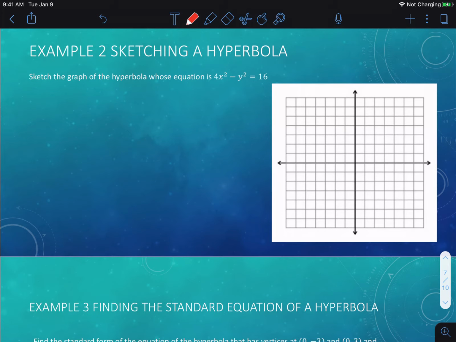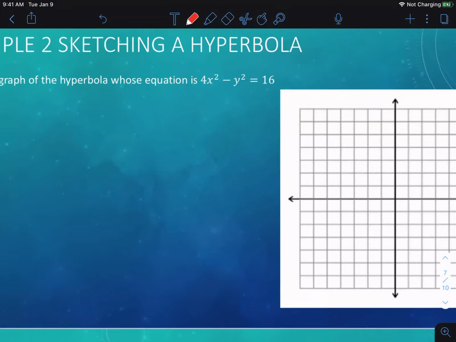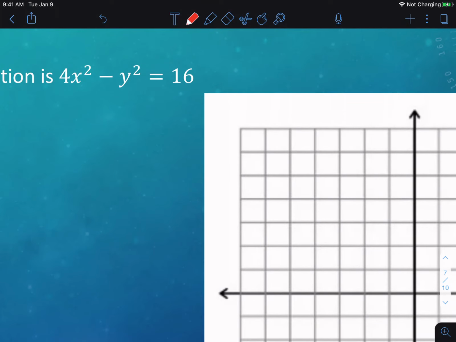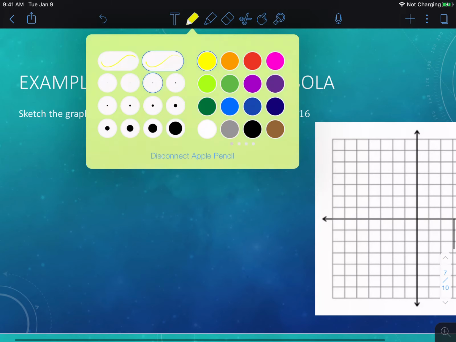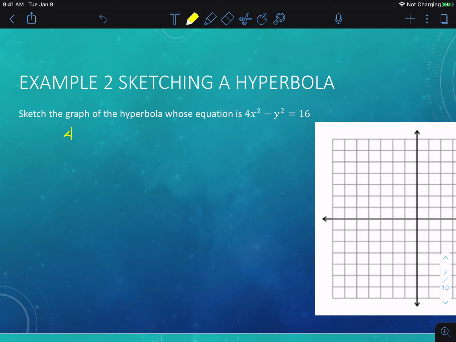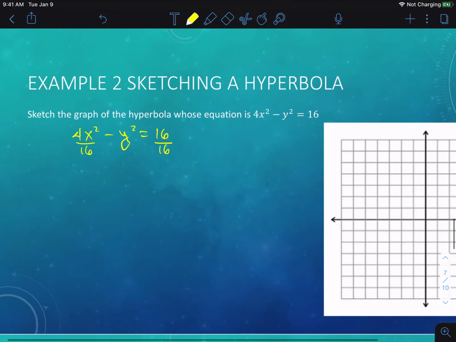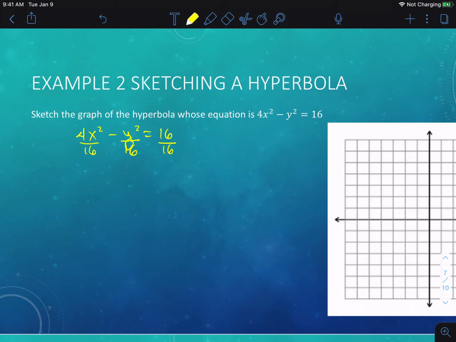So if I wanted to sketch a hyperbola, this is where this becomes really handy. They gave you an equation, and that equation says 4x squared minus y squared is equal to 16. Let me just show you how we convert that given equation into the standard equation for a hyperbola. The standard equation of a hyperbola is going to equal 1. In this case right here, we have equal 16. So I'm going to divide everything by 16. So that looks like that now.